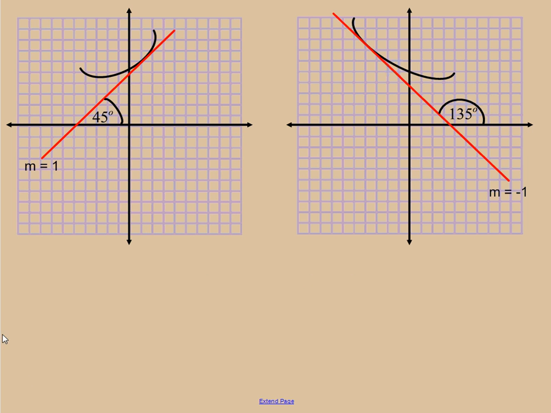So just to illustrate that, in the first example here, we've got an angle of 45 degrees, so that straight line there has a gradient of 1. This one over here has a gradient of -1. And so therefore, there's the angle of 135 degrees. So it's taken from the positive x direction around to the tangent line.